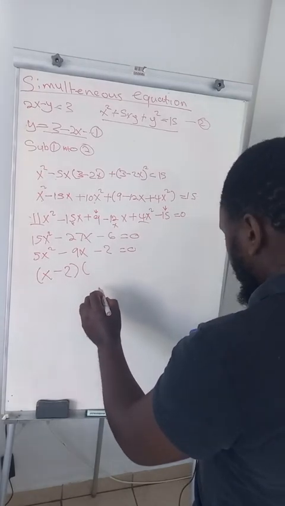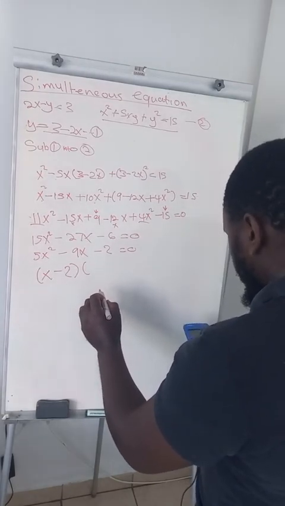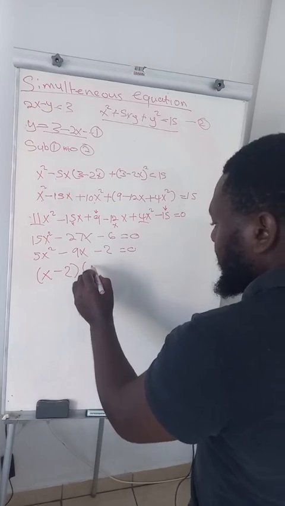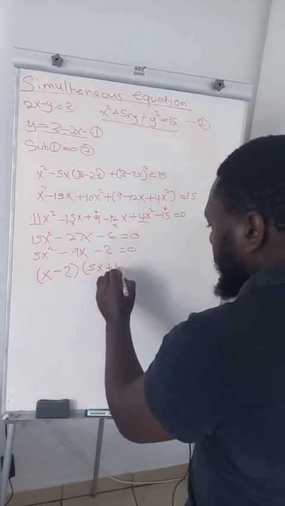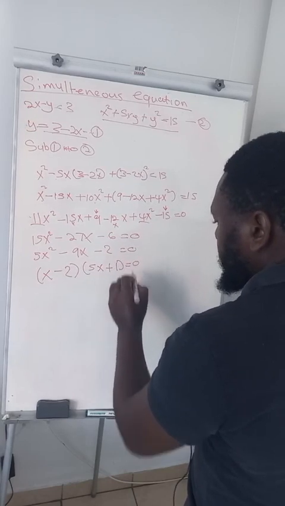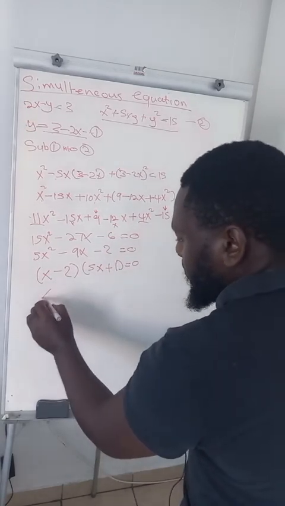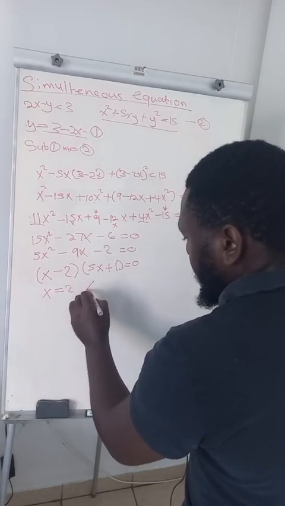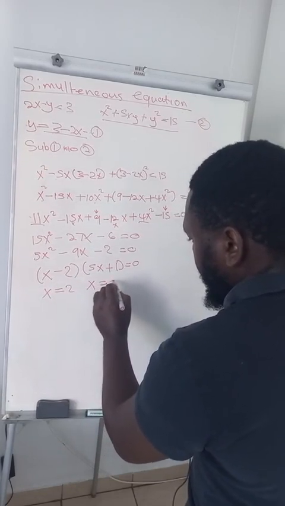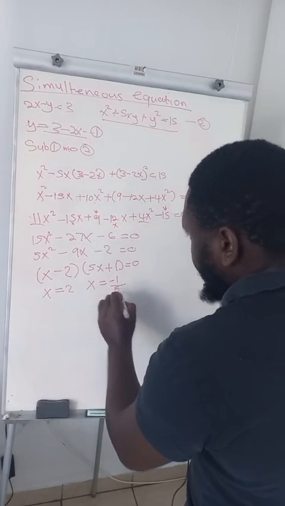5x plus 1 equals this. So it means here you get your x value to be x equals 2, and here you get x being what? Negative 1 over 5.